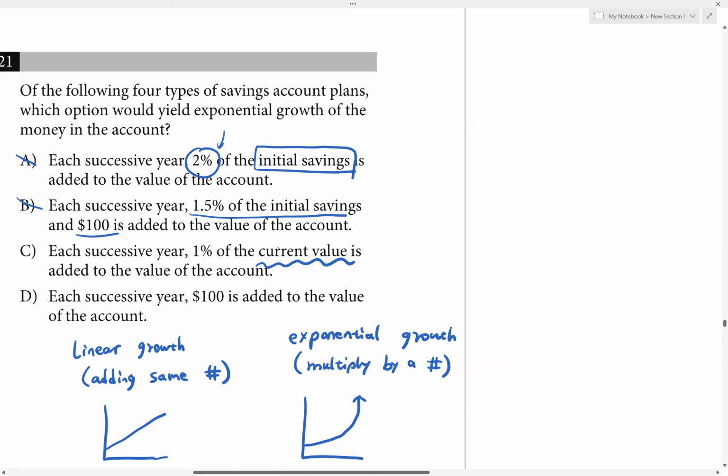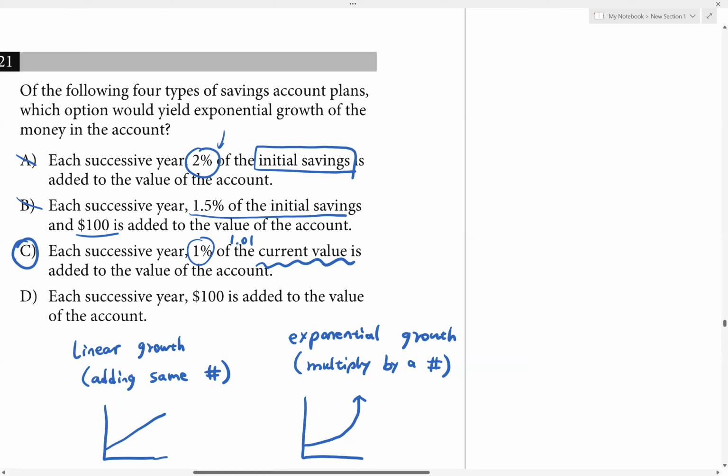C says each successive year, 1% of the current value is added to the account. So this is the exponential growth, because it's a 1% increase each time, and it's 1% of the current value. Over time, as the value increases, 1% of that will also get bigger and bigger. So it's not the same number that we're adding each time. This is like a multiplier: each time we're multiplying by 1.01 because it's an increase of 1%. So this will get bigger and bigger over time, and this will give us exponential growth, which is letter C.